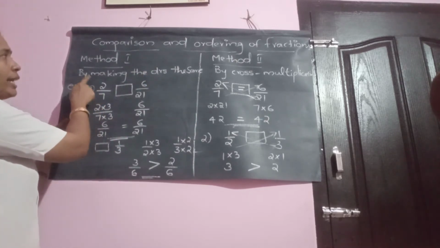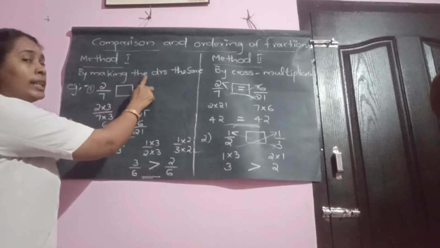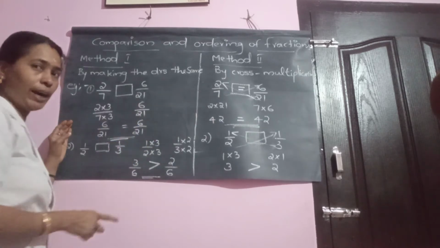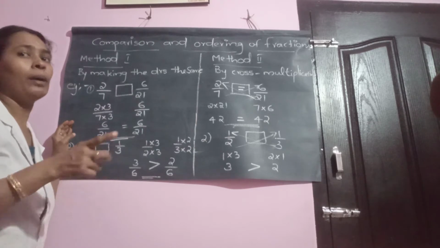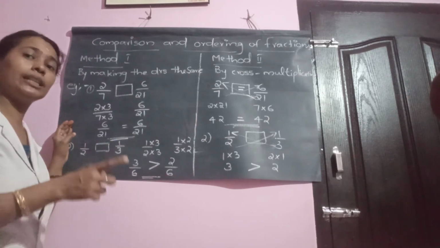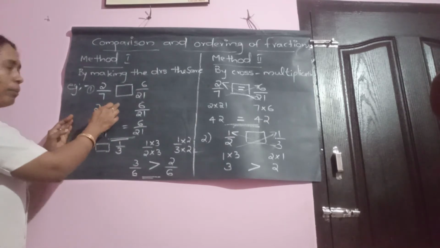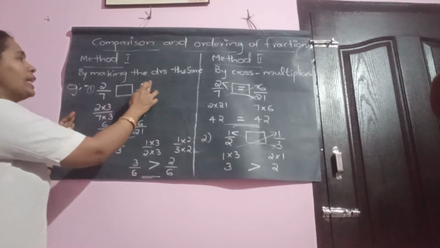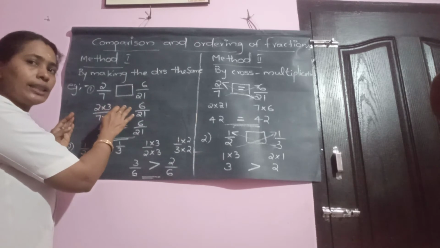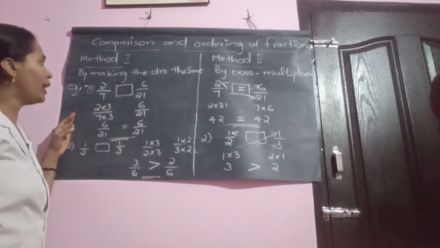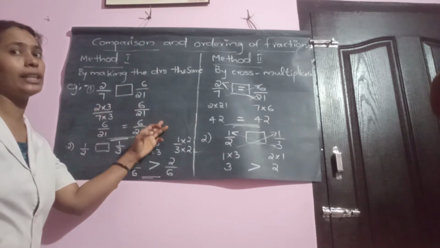Method 1 is saying that first of all, we have to keep the denominators the same. We have to keep the same denominator for both the fractions. Then comparison is easy with the numerators, isn't it? So let us consider an example. 2 by 7 and 6 by 21 is given. We have to write whether they are equal, less than or greater than. So what we are applying is the method of keeping denominators the same.